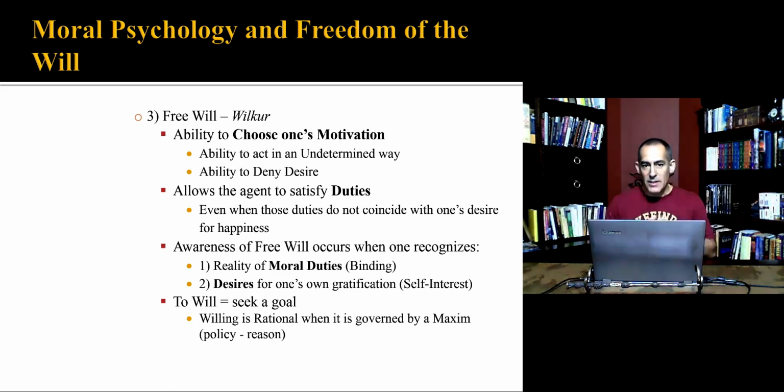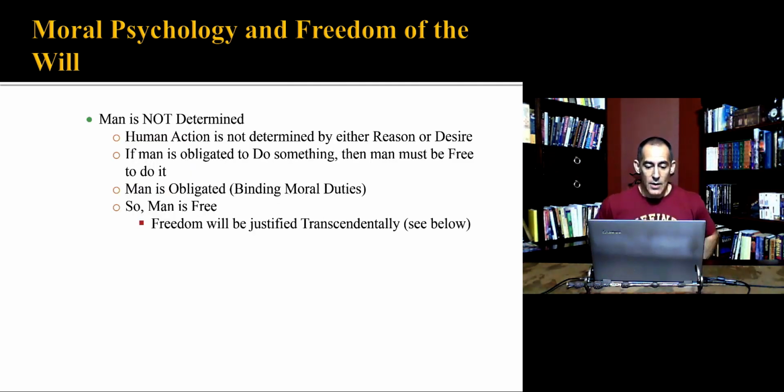And then to will is simply to seek a goal. And it's a rational thing as long as it's governed by what we call a maxim or a policy. So we'll talk about developing maxims, what those are, as we progress. But your will has the ability to navigate between the two. And you're, like I said, consciously aware of it when you feel the contrast between them. Like I said, we're not determined. Human action is not determined either by reason or desire. If we're obligated to do something, then Kant reasons we have to be free to do it, because, again, it doesn't make sense to say we're obligated unless there's freedom. He believes man is obligated, therefore man is free.